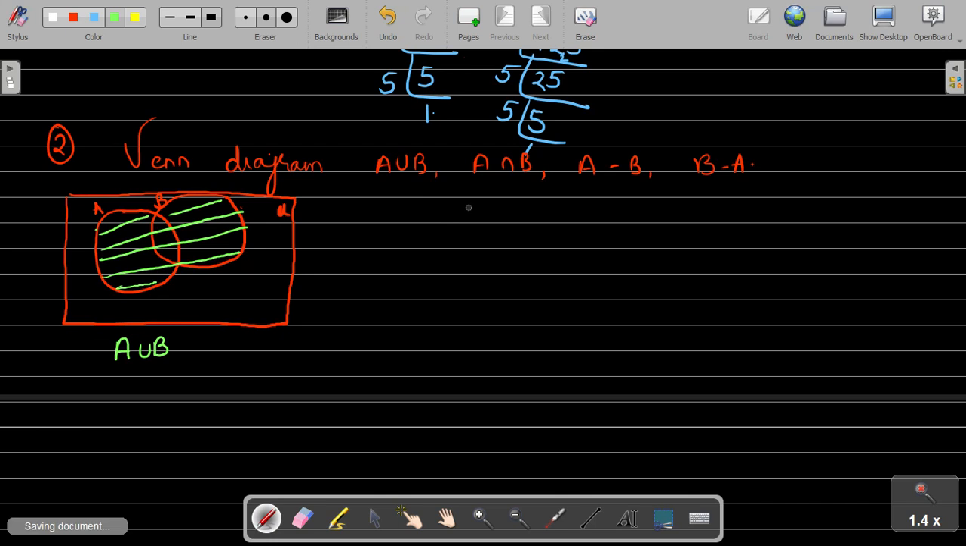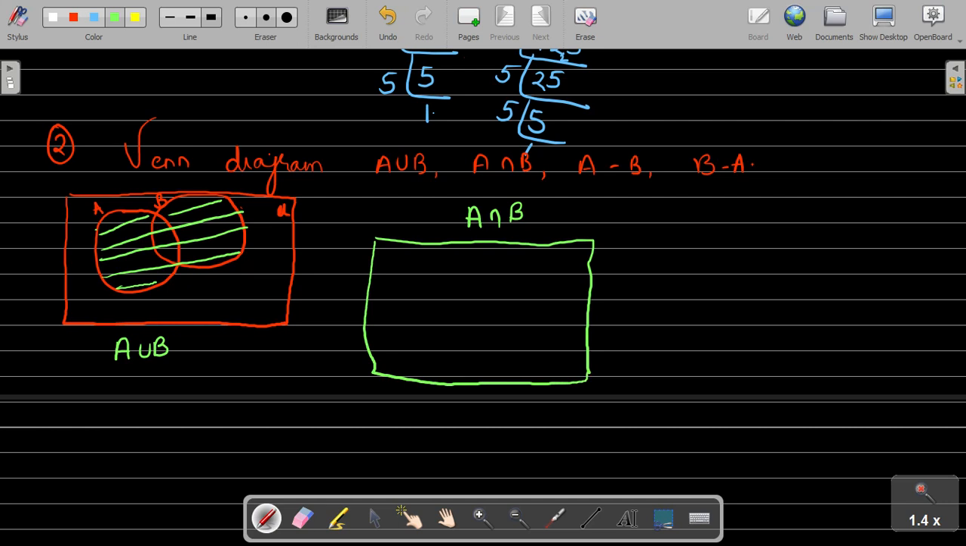Then secondly, we are talking about A intersection B. So how do you represent it? Using a rectangle again, then you draw a circle representing A and another circle representing B. Here it is A, then it is B, and this mu, or you can use capital U, represents the universal set.